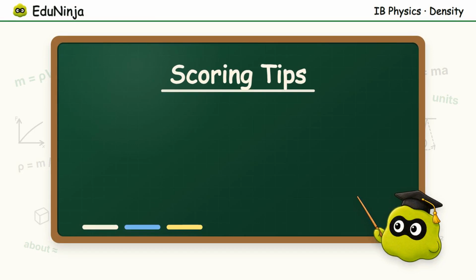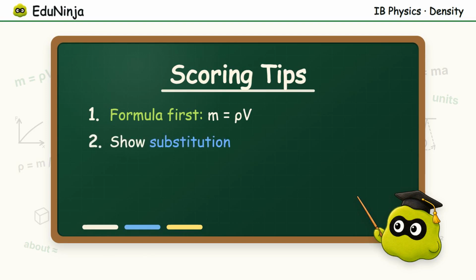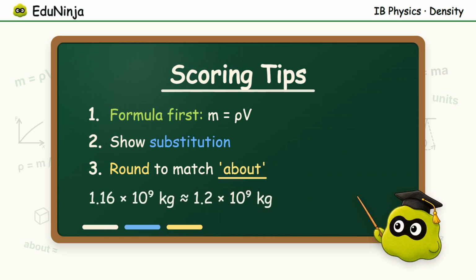Before we finish, remember this is how density questions usually give marks. Write the formula first, then show your substitution clearly. The examiner needs to see your method, not only the final number. If the question says about, round your answer to match it. Here, 1.16 times 10 to the 9 becomes about 1.2 times 10 to the 9 kilograms.